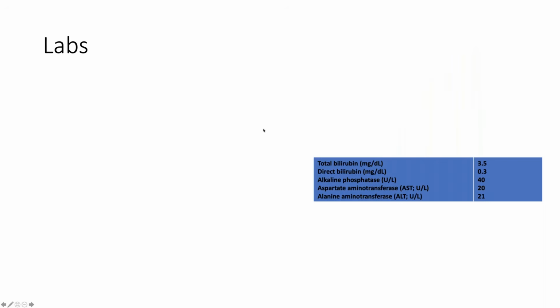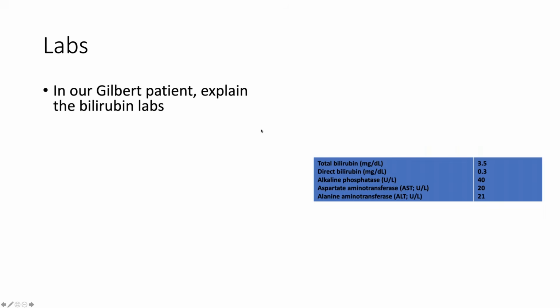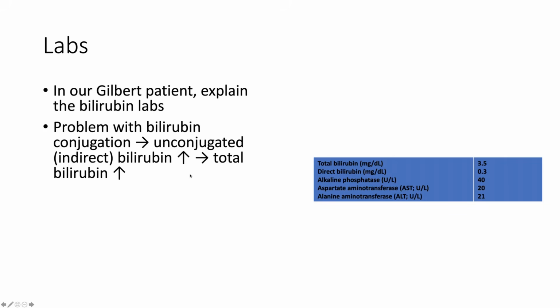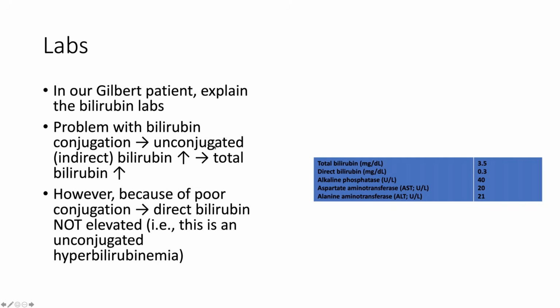Great. So let's go through some labs. In our Gilbert patient, can you explain the bilirubin labs? T-bili was 3.5, direct bili was 0.3. So the lab finding is indirect hyperbilirubinemia, compatible with isolated unconjugated hyperbilirubinemia. Yes, perfect. There's a problem with bilirubin conjugation, so more unconjugated, so T-bili is up. However, because of the poor conjugation, your direct bili is not elevated, as was pointed out.